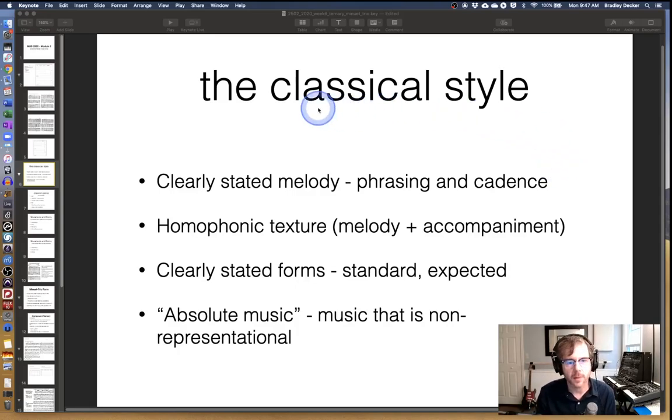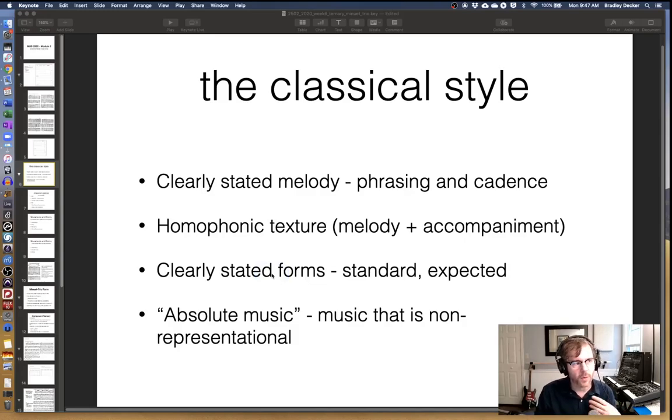So the classical style features clearly stated melody. There's a clear melody that is supported by harmony. Again, think of the architecture of the Lincoln Memorial: you have columns that clearly support the top, or something to that effect. There's clear phrasing, clear cadence structures, and we get what we call a homophonic texture, meaning that there's one primary melody and the rest is subservient to that, is accompaniment. We have clearly stated forms that are standardized and expected.